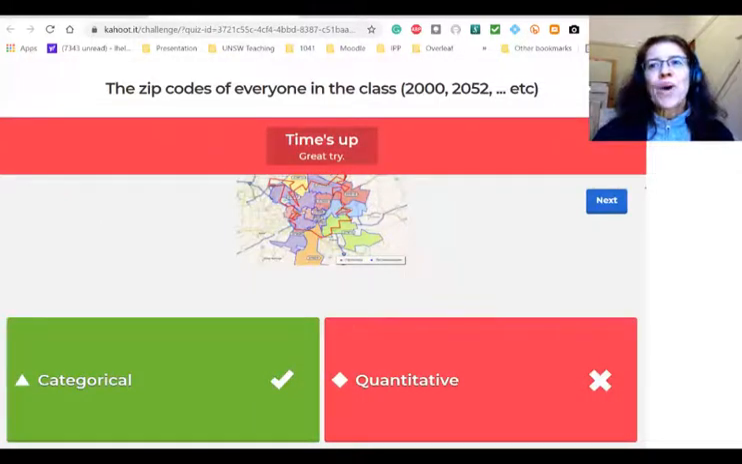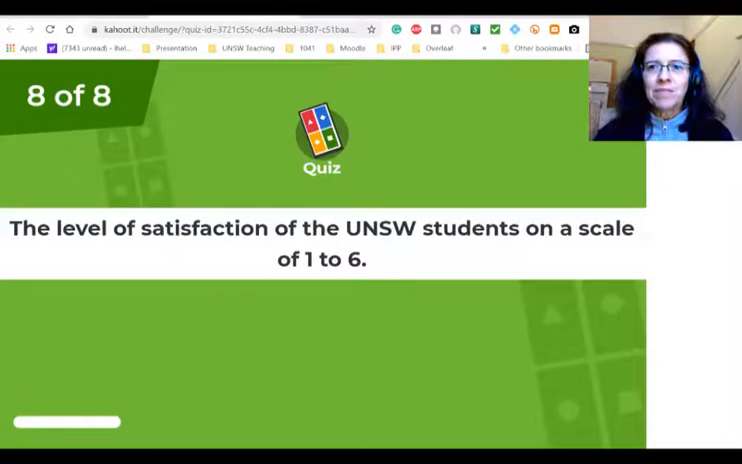These are the numbers you write when you send mail through the post office, and these don't have any particular meaning. You can't add them, you can't average them. So really, they represent, for example, 2035 represents Maroubra, which is a suburb in Sydney. So it's really a label. So it's categorical.